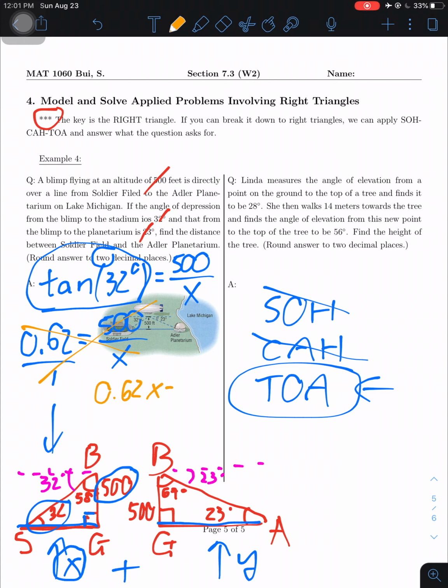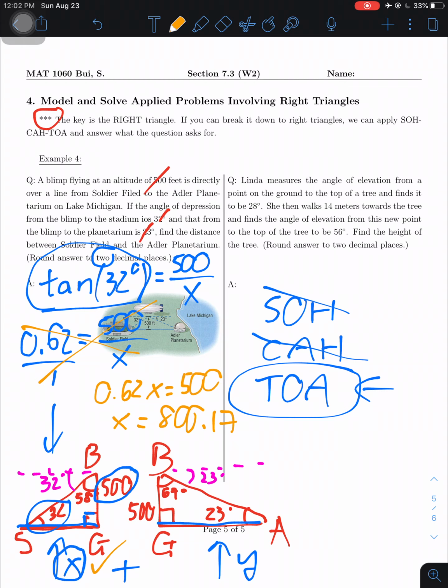So we can do 0.62x equals 500 times 1, which is 500. From there, we divide both sides by 0.62. And then we get x equals 806.45, well, 806.45 rounded to 2 decimal places. Okay, that's only x. We got x down, right?